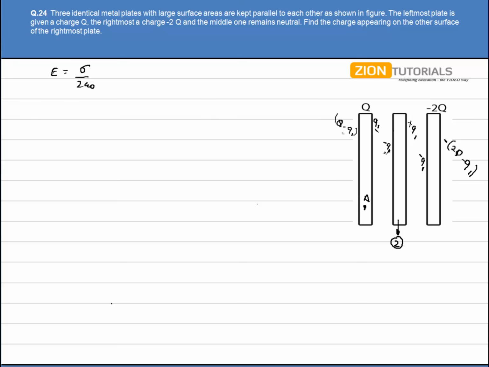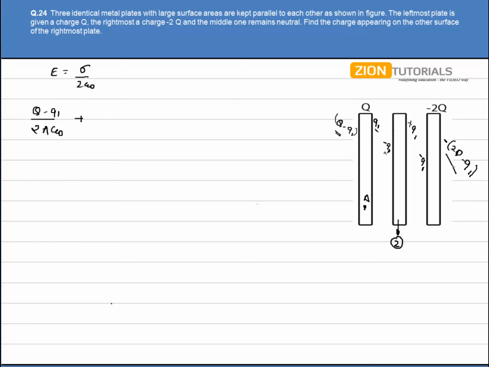Now the electric field due to this charge will be given by (Q minus Q1) divided by 2 epsilon naught, plus. Now the direction of electric field due to this plus Q1 charge and this minus Q1 charge will be equal and opposite. Magnitude will be the same, so it will be cancelled, no need of writing. Similarly for this plus Q1 and minus Q1, their magnitudes will be the same and directions opposite, so they will also get cancelled.